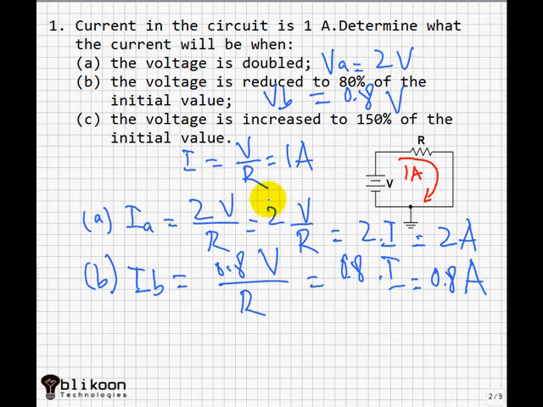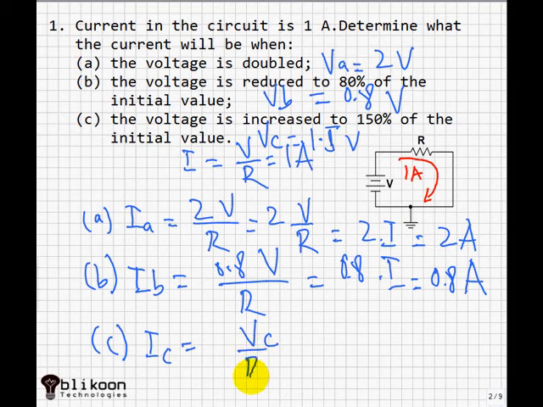In C, voltage is increased to 150% of the initial value. Voltage increases in C. IC equals VC. But how big is VC? VC equals 1.5 V. And we get 1.5 V divided by R, which equals 1.5 amps. Again, the voltage is increased, current increases. We had 1 amp, we have 1.5 amps.